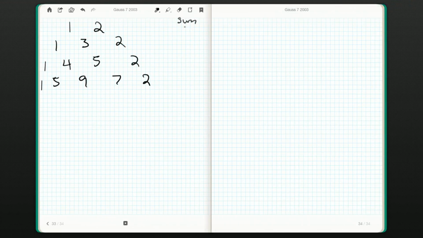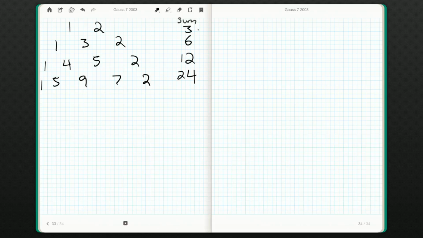And the sum of the first row is 1 plus 2 is 3. The sum of the next row is 1 plus 3 plus 2 is 6. How about the 3rd row? What's the sum of those numbers? 1 plus 4 plus 5, so that's 10 in total, plus another 2, that's 12. 1 plus 5 plus 9, that's going to be 15. Plus 7, that's 22. Plus 2, that's going to be 24.